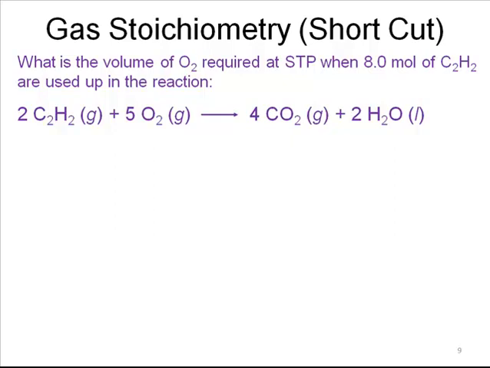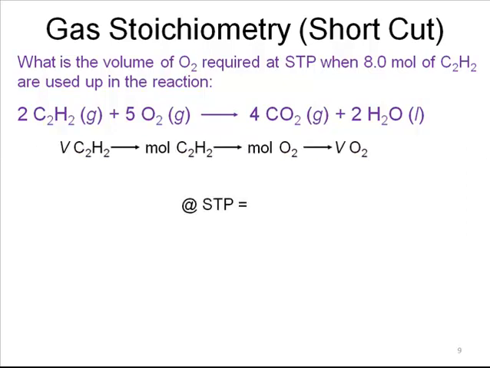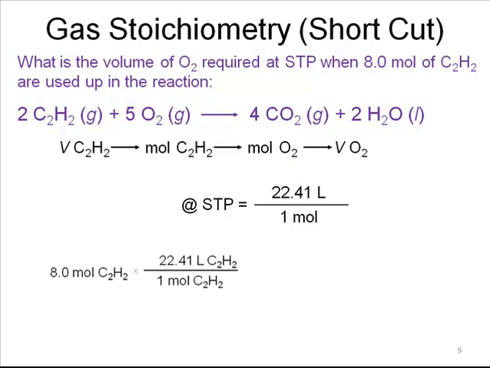So you got 8 moles of this. At STP, what do we know about the volume at STP? Yep, 22.4 liters in a mole. So again, we're going from volume to moles to moles to volume. At STP, 22.41 liters is equal to 1 mole. You have 8 moles of C2H2 times 22.41 times the mole ratio, 5 to 2, using our shortcut. And we get 450 liters of oxygen required for this reaction. That's it.